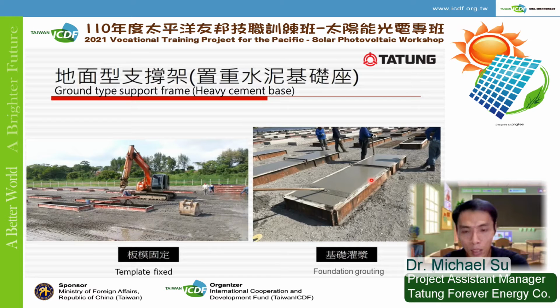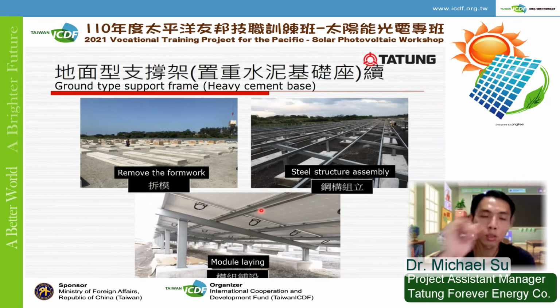The way to make these blocks is to create the molds first, then pour the cement and aggregate mixture into the mold. Once it's dried with the shape we like, we take away the mold and install the steel structure of stands and racks onto it. Then we will start to lay the modules onto the steel rack, and there you go, the preliminary foundation of a site is done.